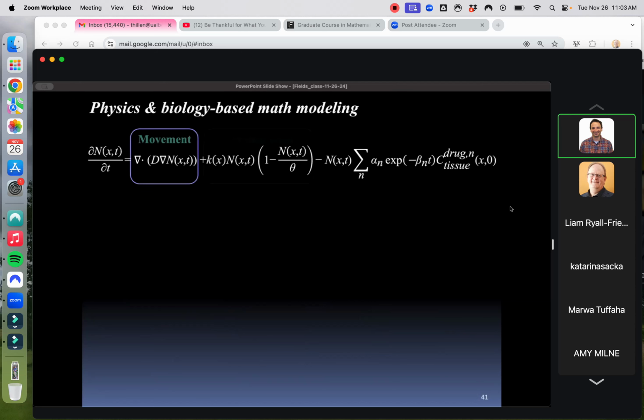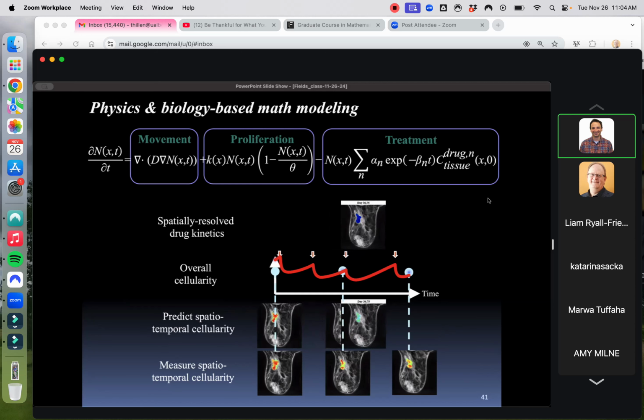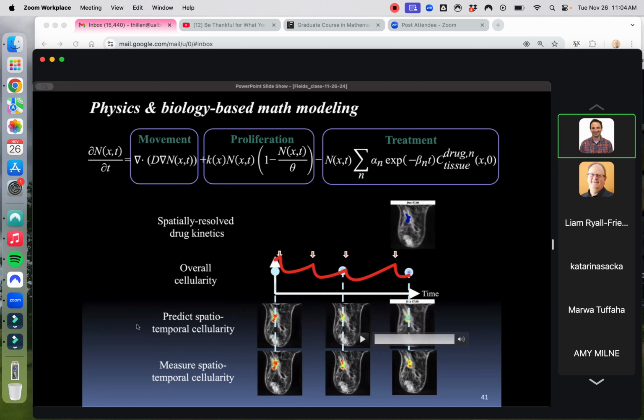So this is a repeat: movement, proliferation, treatment, and here's our video again. We had to do all the pre-processing on the previous slide to actually make this thing fly, but then you have it, you can run it forward, and you can have your spatially resolved drug kinetics influencing the cell density.